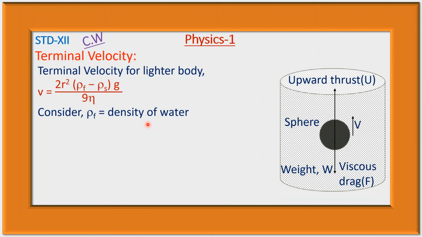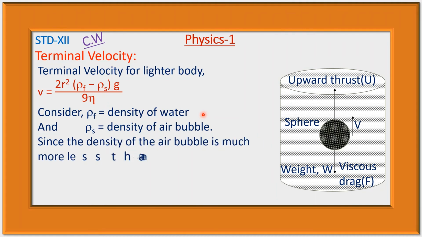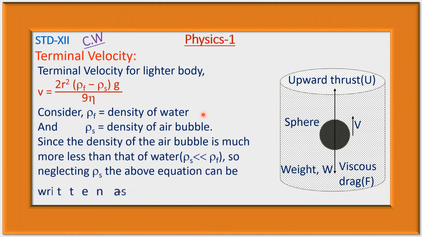Consider rho f the density of water. Here fluid means water, and rho s the density of an air bubble. That is, the air bubble is lighter than the water. The density of the air bubble is less than the density of the water. Since the density of the air bubble is very, very much less than that of water, that is, rho s is very much less than rho f, neglecting rho s, the above equation can be written as v is equal to 2r square rho f g divided by 9 eta. Here rho s is omitted because rho s is very much less than rho f.